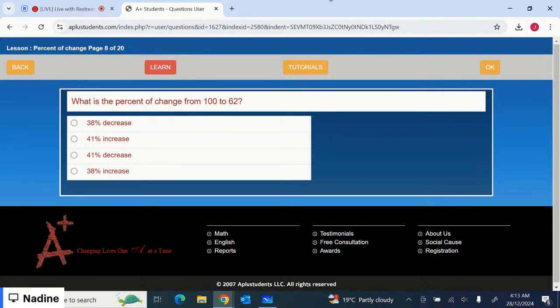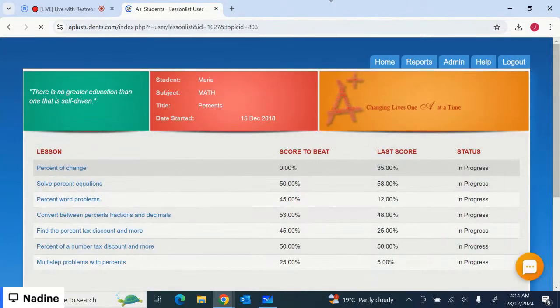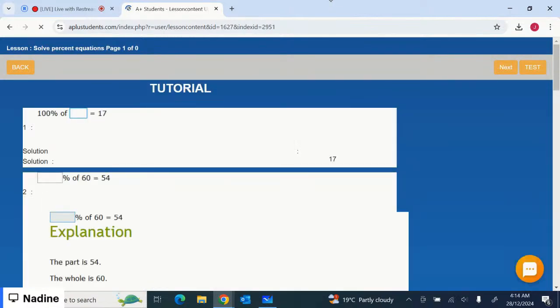Okay, you can complete the lesson by yourself later today. Let me just move on to the next lesson. The next lesson is solve percent equations.